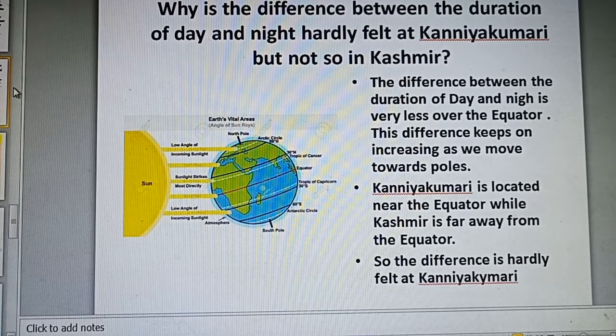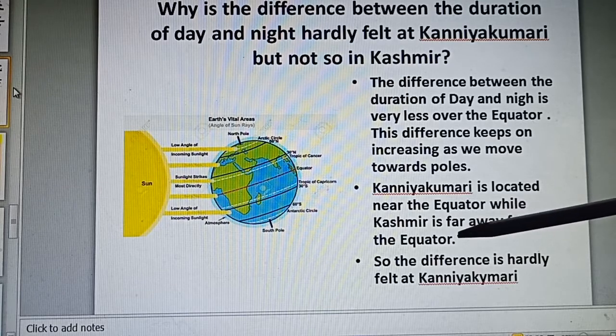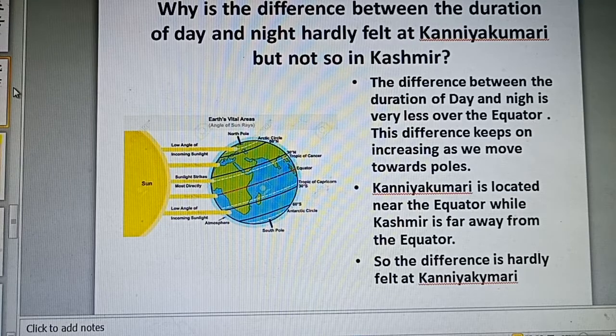As a result, Kanyakumari is located near the equator and Kashmir is far away from the equator. कन्याकुमारी जो है इक्वेटर से बिल्कुल पास में है, कश्मीर जो इक्वेटर से काफ़ी दूर है. So the difference is hardly felt at Kanyakumari. क्योंकि कन्याकुमारी इक्वेटर से बिल्कुल पास में है, इसलिए हम डे और नाइट के बीच का डिफरेंस वहाँ पे कम फील कर सकते हैं. और कश्मीर जो है वो इक्वेटर से काफ़ी दूर होने के कारण हम वहाँ पे डे और नाइट के बीच में बहुत ज़्यादा डिफरेंस पाते हैं.